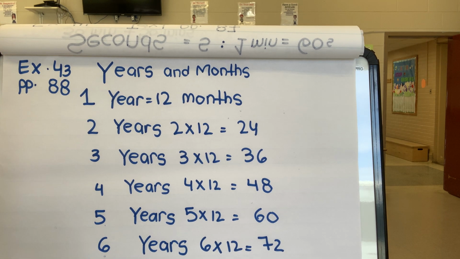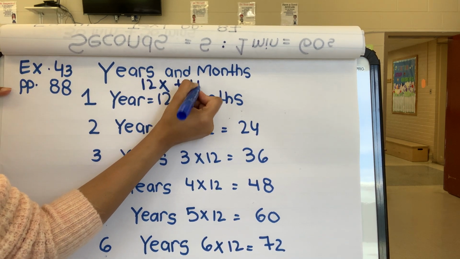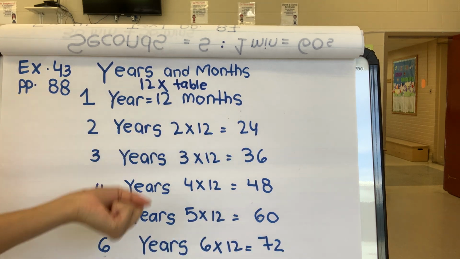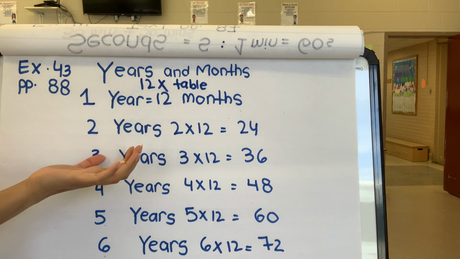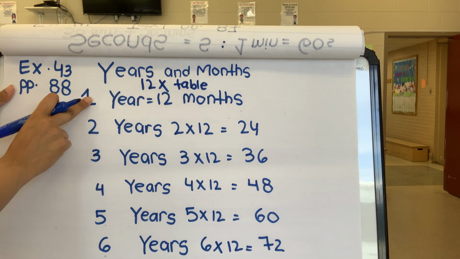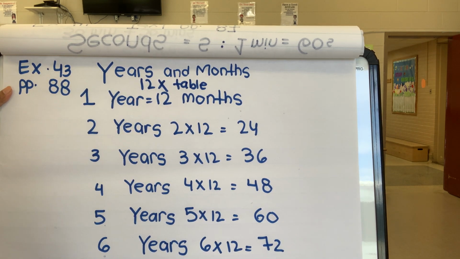Now grade 3, here's the thing. You can memorize all this if you memorize your 12 times table, because this is exactly the 12 times table. The 11 times table is easy, and the 10 times table we already know. If you memorize the 12 times table, this will be easier.